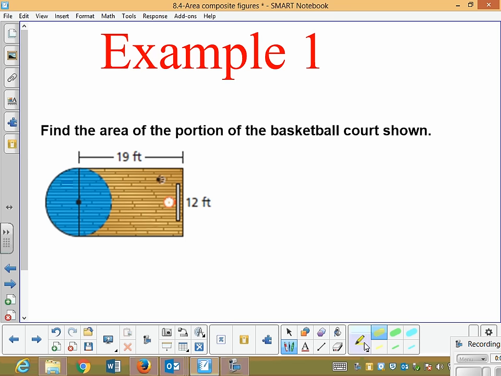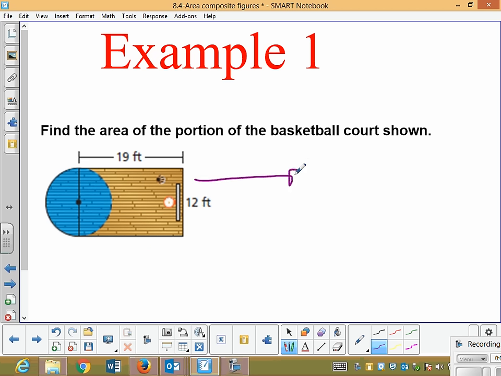So what I'm going to do is look to see what kind of shapes I have. I noticed that I have a circle, and if you look at it, it looks like a rectangle. So I'm going to solve this in pieces. I'll go ahead and solve the easy one first, which is the rectangle.